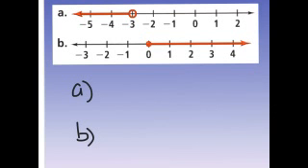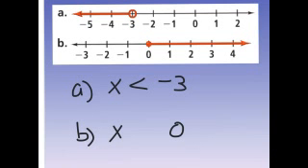What'd you get for A? Well, hopefully you got x, and you put a -3, and see that the red line there goes less than -3. And in B, you have the x, and you have a 0, and you see that the line is greater than, but we also have a closed dot, so greater than or equal to 0.